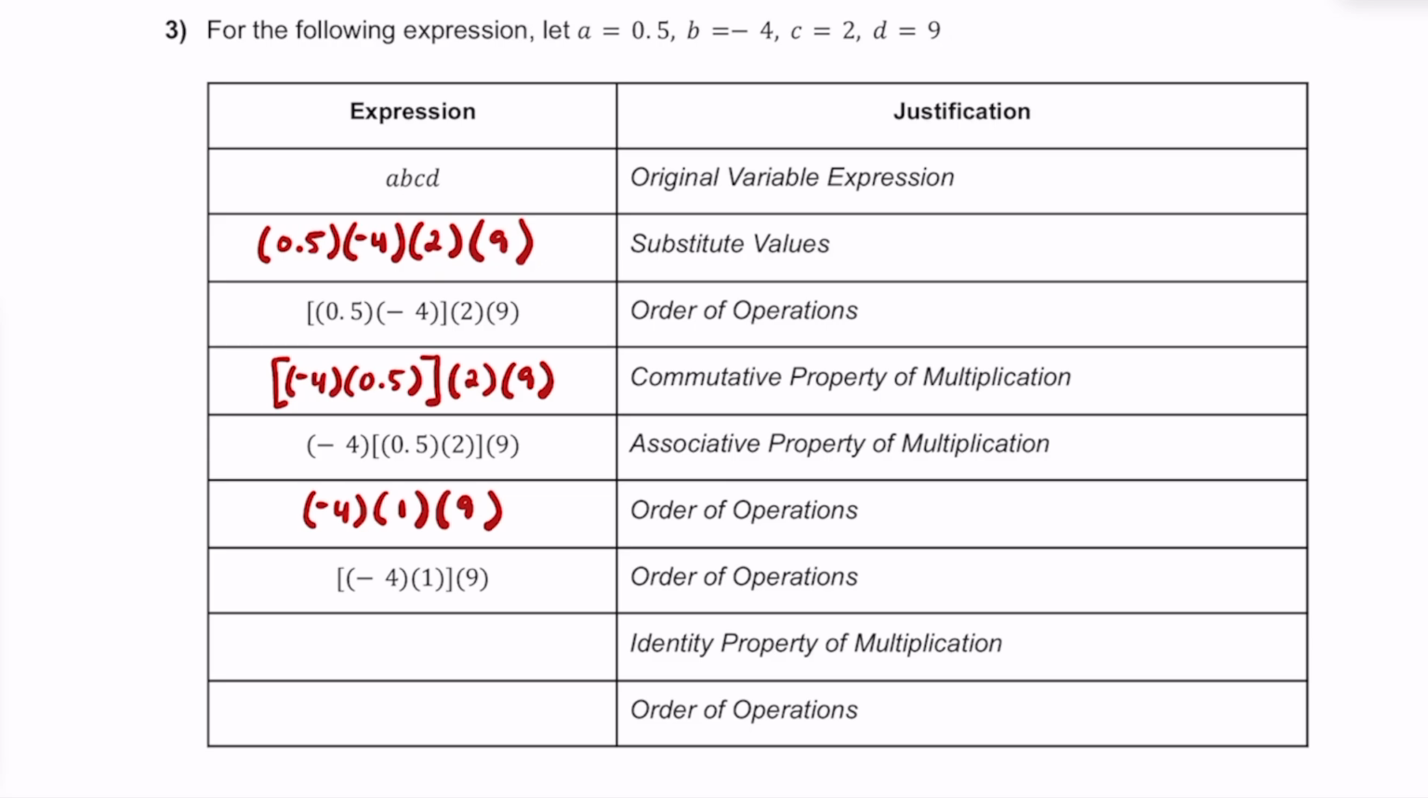-4 times 1 is just -4. So we can write -4 times 9. There we just use the identity property of multiplication. And then finally, the last justification here is order of operations. So if we just solve, this would just be -36.